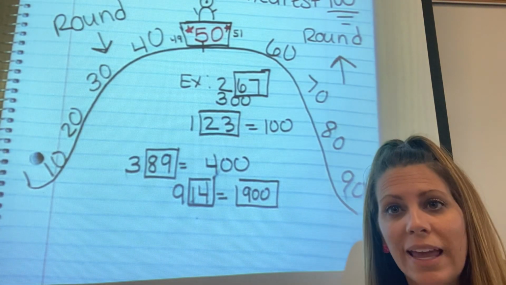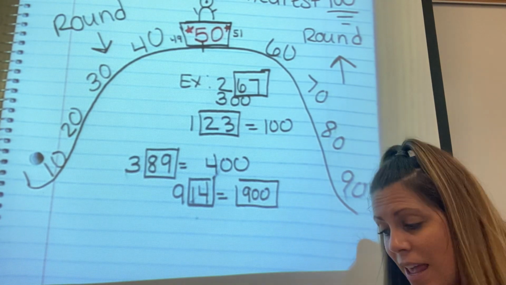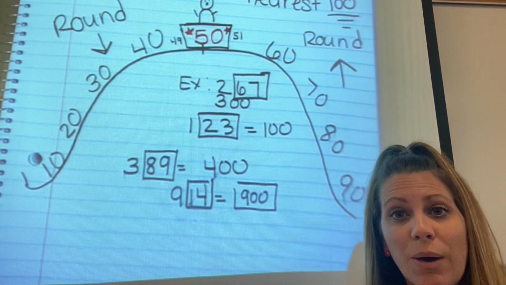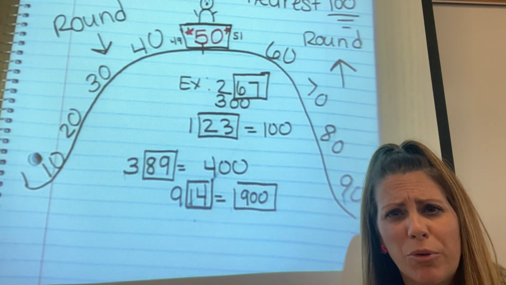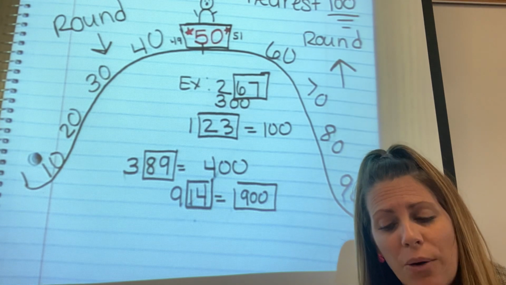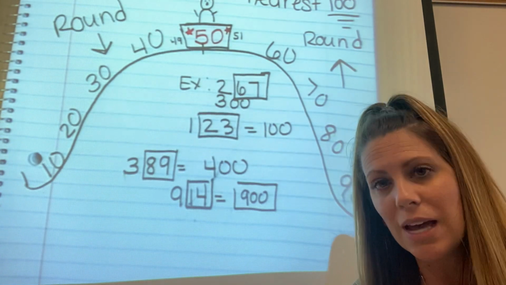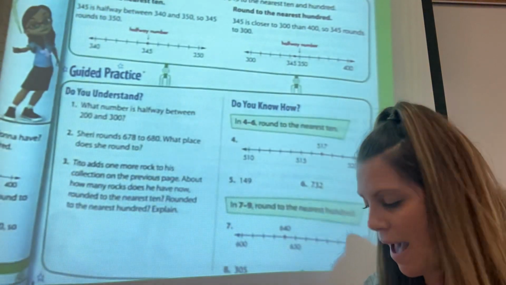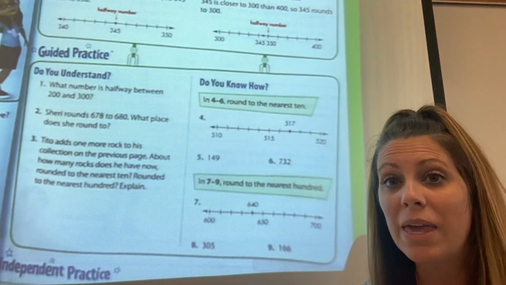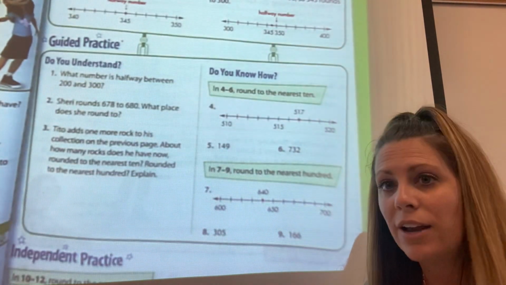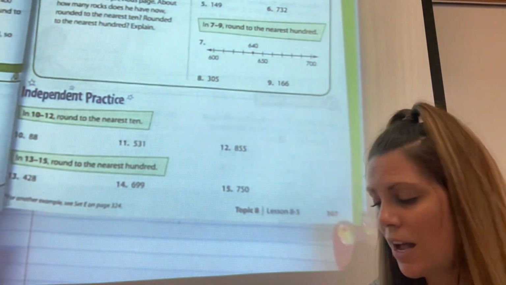Okay, so again, you've learned and I have talked to you about rounding to the nearest 10 and to the nearest 100. Now I want you to watch a quick, fun little video that just kind of refreshes your memory and reminds you how to round to the nearest 10 and to the nearest 100. Because when you are done, you are going to get your math book, same one that we worked on all week, our unit 2. And you're going to turn to page 307.